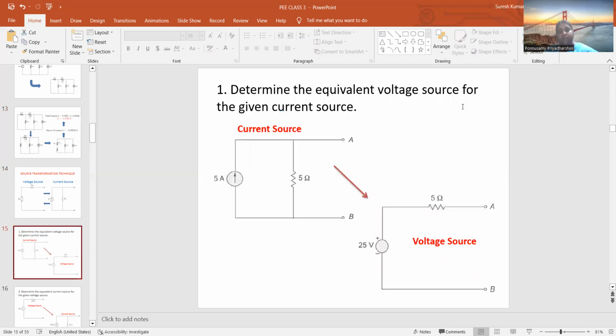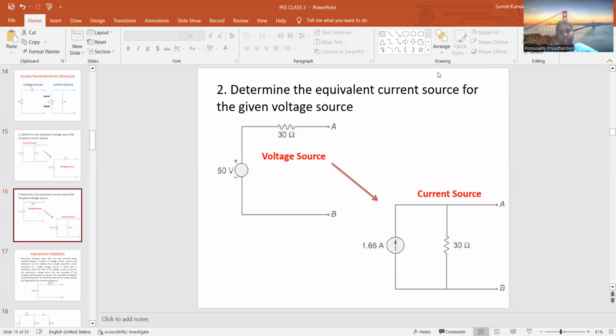Okay. So determine the equivalent voltage source for the given current source. For example, this is 5 amps and 5 ohms. What is the equivalent voltage source? V is equal to I into R. 5 into 5 is 25, and this will be connected in series. So 25 volts with 5 ohms, this is the voltage source.